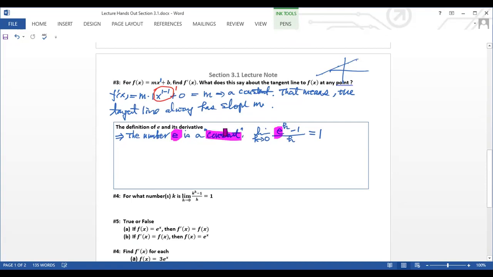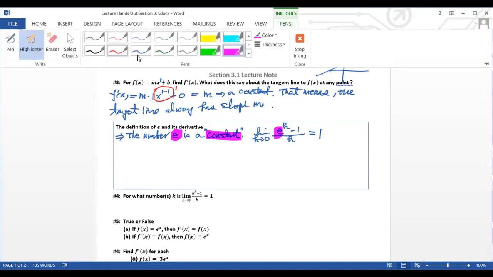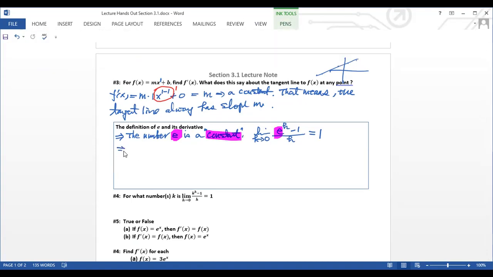And what does this constant mean here? That means e is approximately 2.71. So e is a type of constant, similar to pi. It's irrational. It never ends. It's just going to continue.